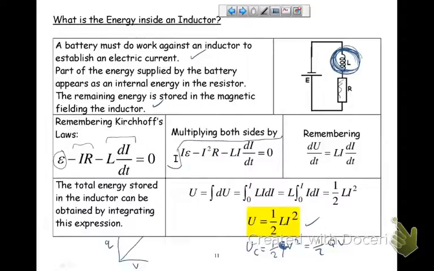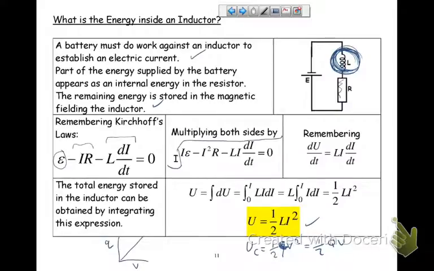Okay, so let's think about the physics of it. If I have a certain inductor with a certain current flowing through it, and I double the inductance, I get twice as much energy stored. That makes sense. What's more interesting is if I double my current, I get 4 times the energy stored in it, etc.